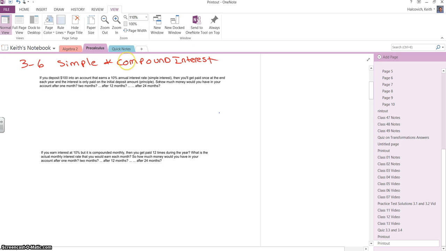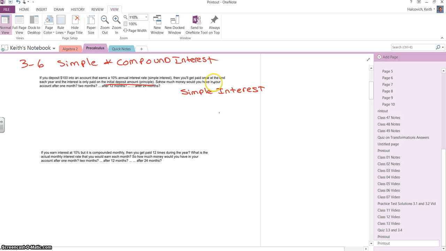All right, simple interest is when you're just drawing interest on the initial deposit amount, the principal. That's simple interest. So for example here, if you deposit $100 into an account that earns 10% annual interest rate, then you'll get paid once at the end of each year, and the interest is only paid on the initial deposit amount. That is simple interest.